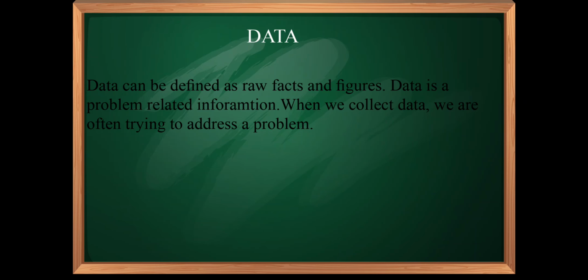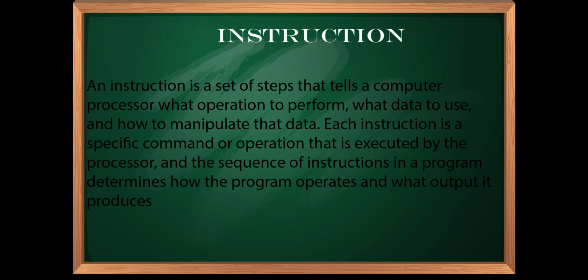Data. Data can be defined as raw facts and figures. Data is problem-related information. When we collect data, we are often trying to address a problem. Instruction. An instruction is a set of steps that tells a computer processor what operation to perform, what data to use, and how to manipulate that data.